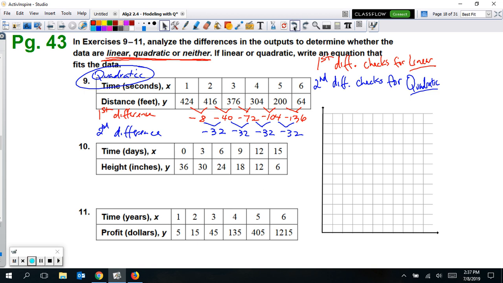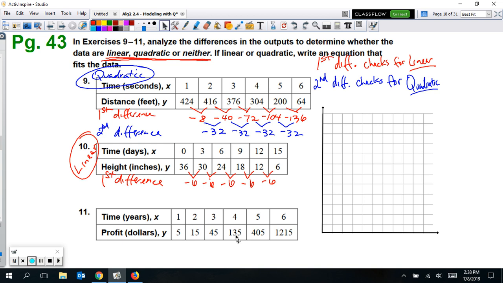All right, try number 10. Start with the first differences. The first difference is from 36 to 30. We're also going down here, so it's going to be minus 6 to start with. Then 30 to 24, also subtracting 6. 24 to 18 is minus 6. 18 to 12 is minus 6. 12 to 6 is minus 6. Your first differences are all exactly the same. So this one can be identified as a linear function, because your first differences are all the same.